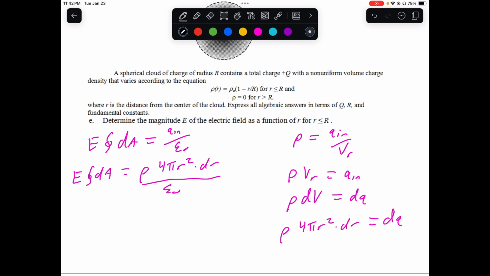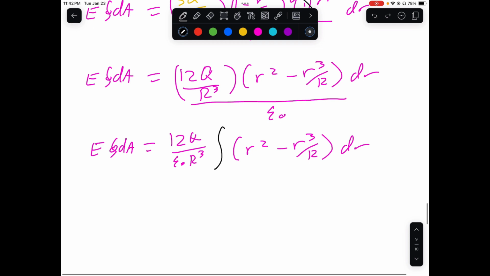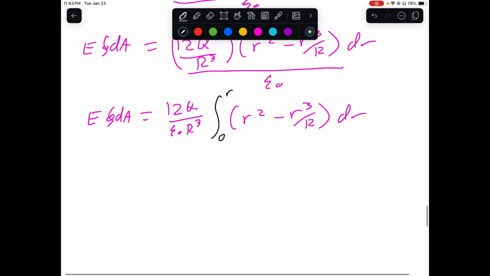Determine the magnitude of the electric field as a function of r. Okay, as a function of little r. Yes, it ends at big R, but I would need an electric field that's described for any r in between. So the limits of integration go from the center of my cloud out to some arbitrary radius not larger than the big R.